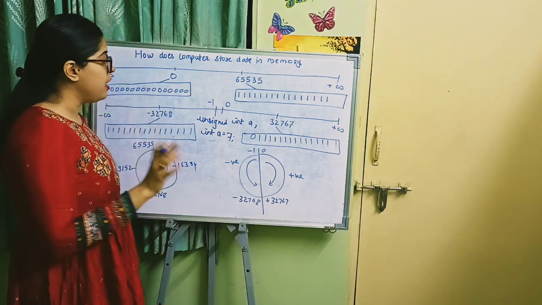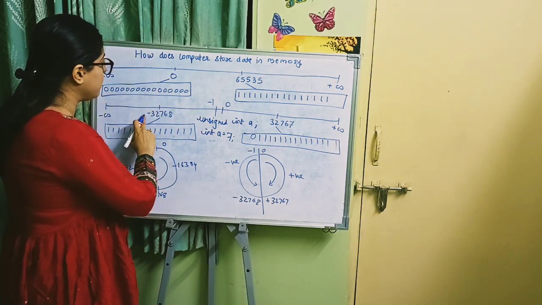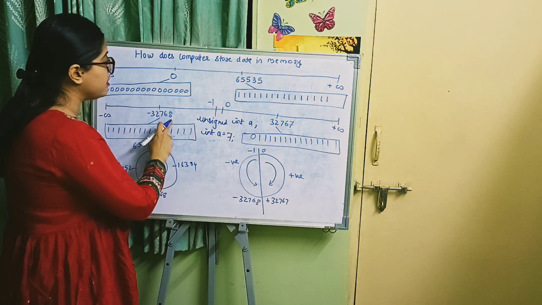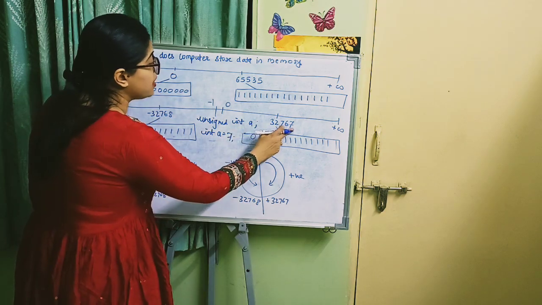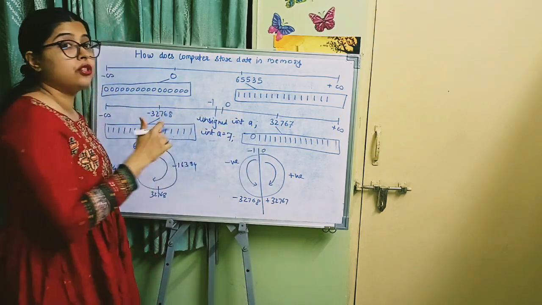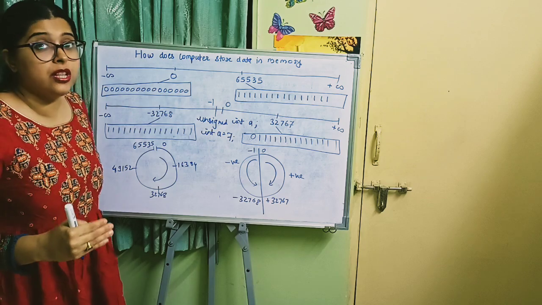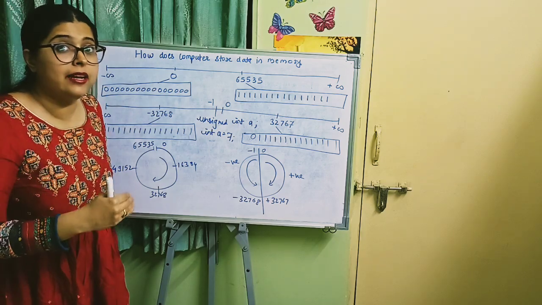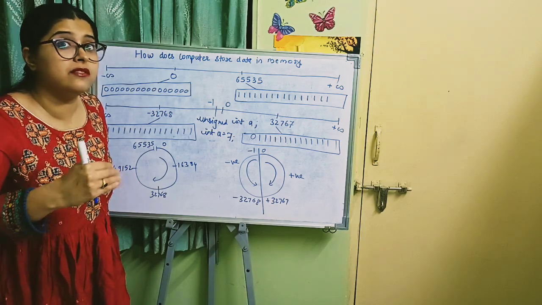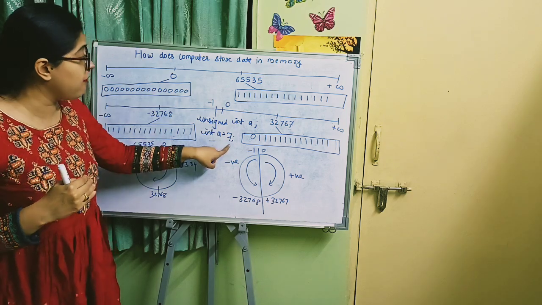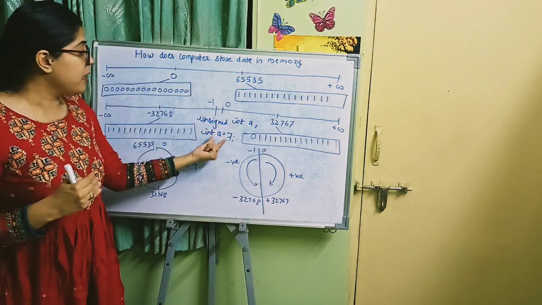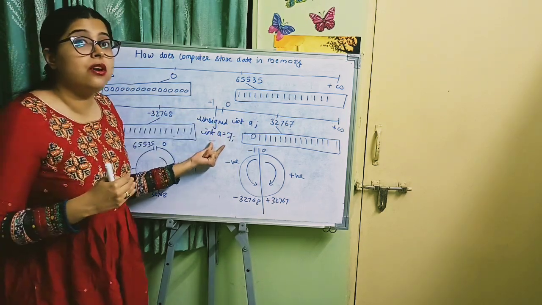Why is it valid? Because it is between the range -32768 to 32767. This is the range for integer numbers. It includes both signed as well as unsigned, negative numbers as well as positive numbers, and 7 is within that range. That's why this is correct. It will give you the correct answer.